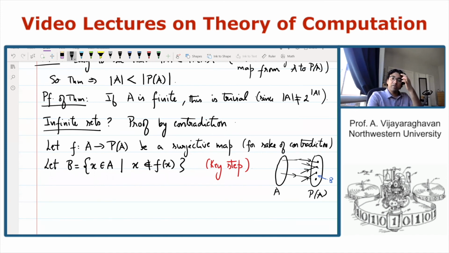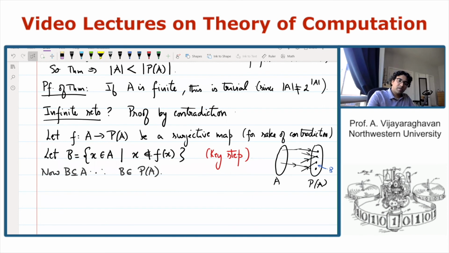So now, just by definition, B is just a subset of A. Therefore, B is an element of the power set of A, because the power set contains all subsets.